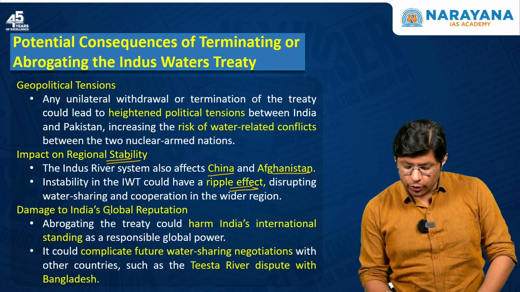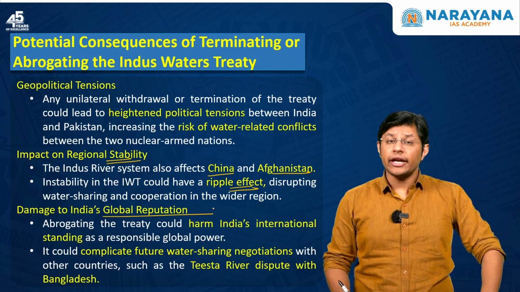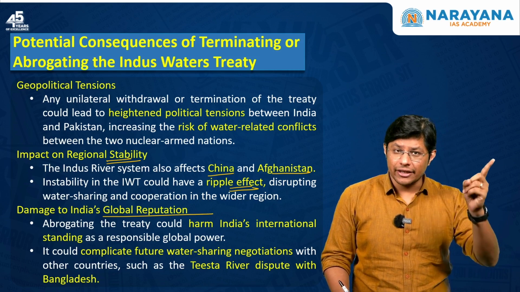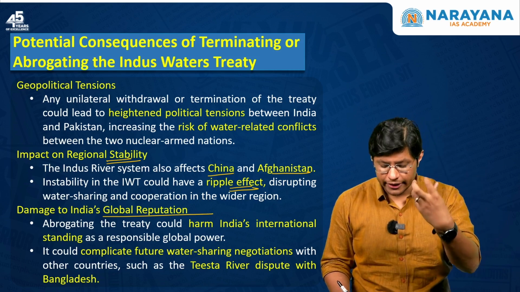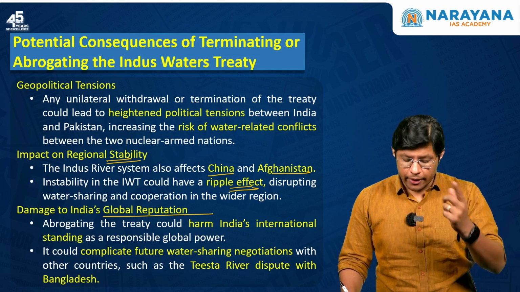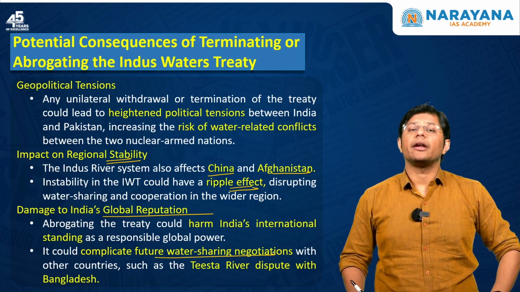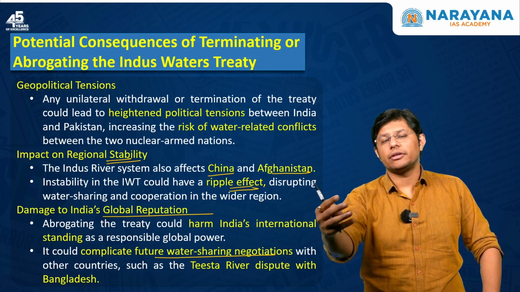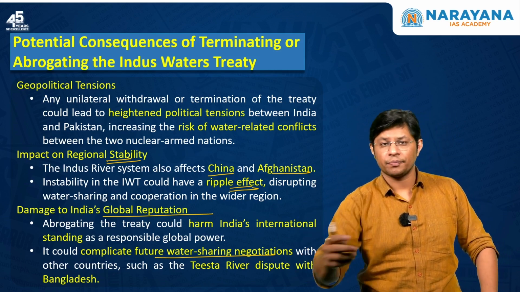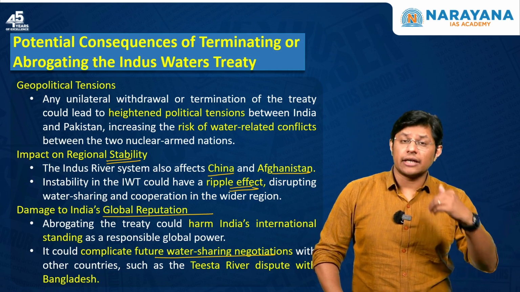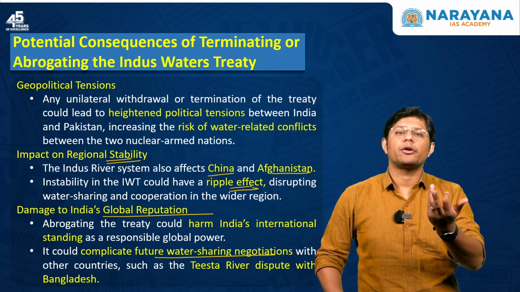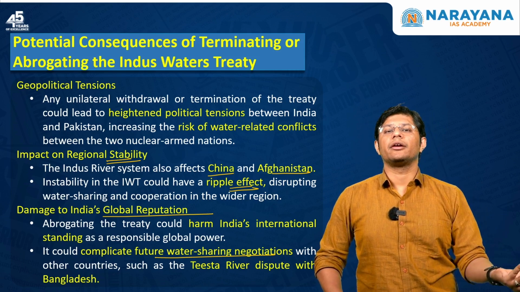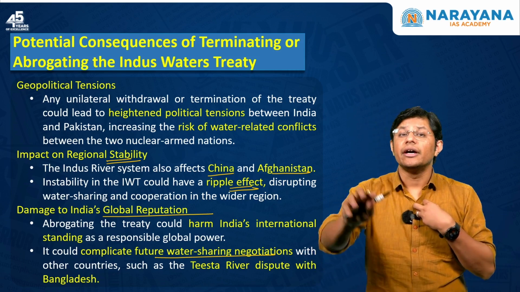Third, damage to India's global reputation. So, as I told you, this is an international treaty. So, if India abrogates or violates the treaty, India's reputation would get harmed. At the same time, it would complicate future water sharing negotiations. For example, we are in discussion with Bangladesh over the Teesta water dispute or Teesta water sharing agreement. So if India abrogates a treaty, the other country might not trust India. Why? Because India in future can any day abrogate the treaty, which means we lose the confidence of our neighboring countries.